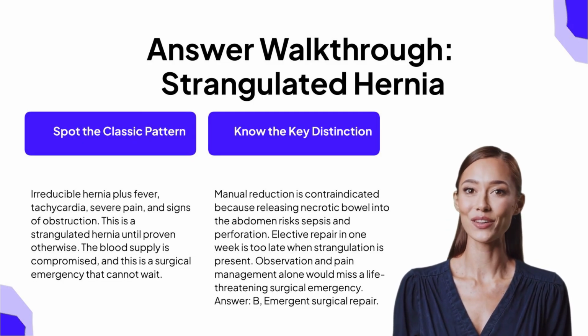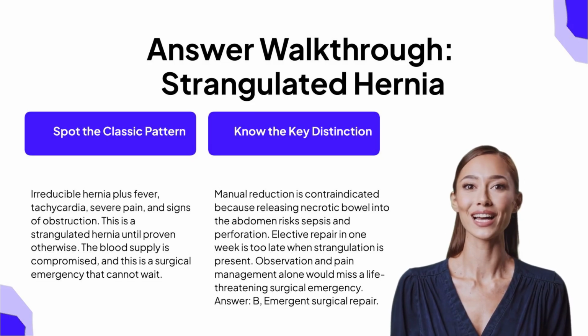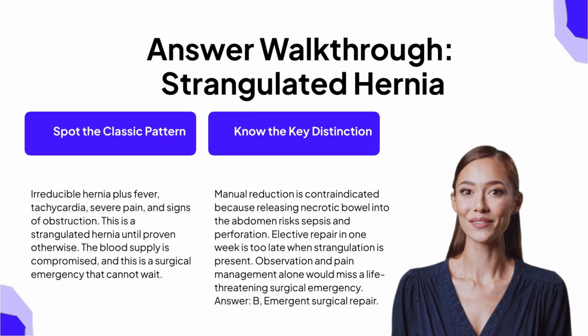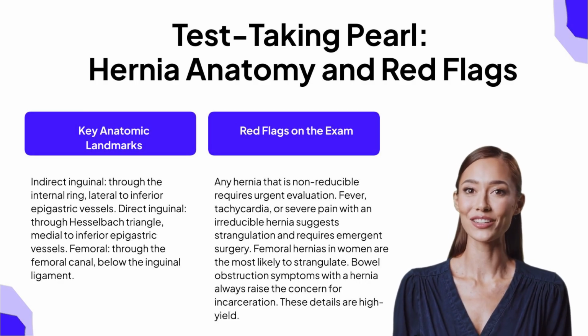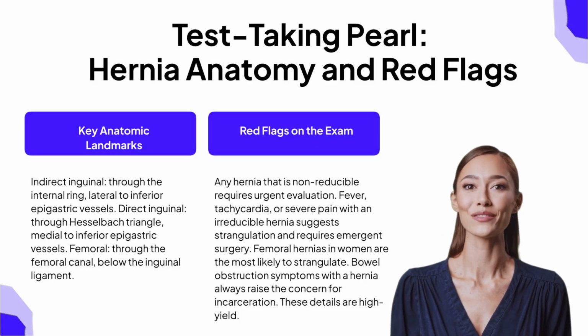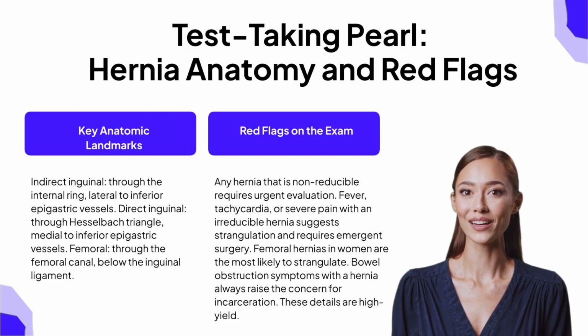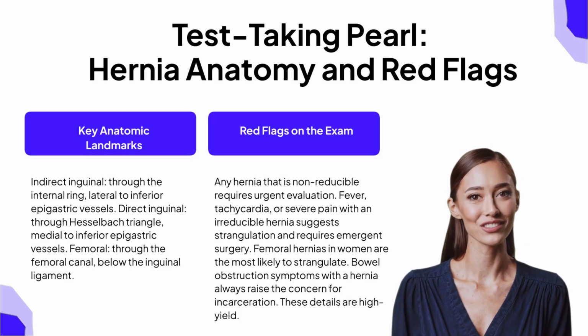The test-taking pearl here is that whenever you see an irreducible hernia combined with systemic signs of illness like fever and tachycardia, the answer is always emergent surgery. Do not be tempted by conservative management options. Here is a critical test-taking pearl on hernia anatomy and red flags. For anatomic landmarks, remember that indirect inguinal hernias go through the internal inguinal ring, lateral to the inferior epigastric vessels. Direct inguinal hernias go through Hesselbach triangle, medial to the inferior epigastric vessels.